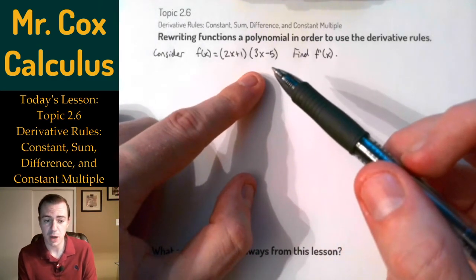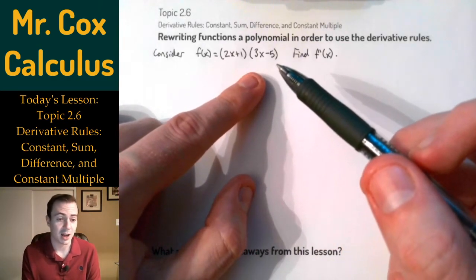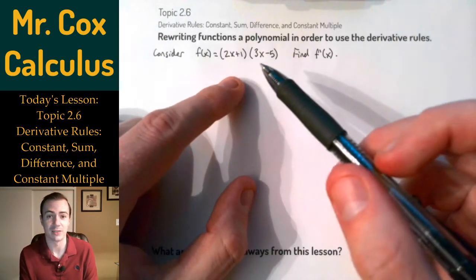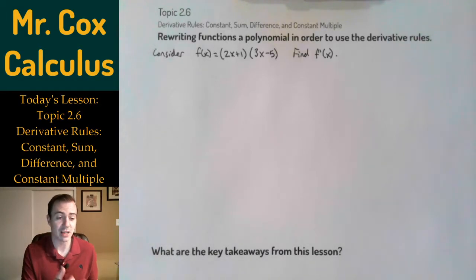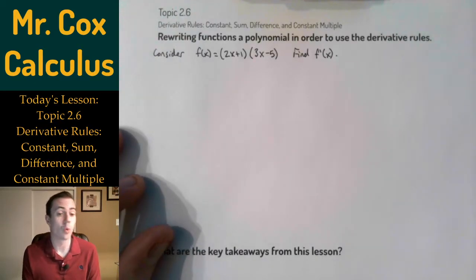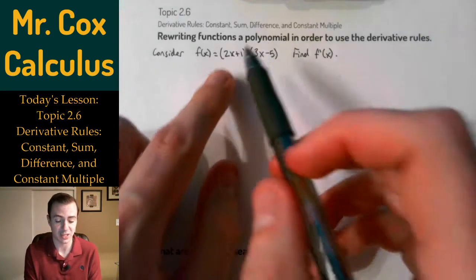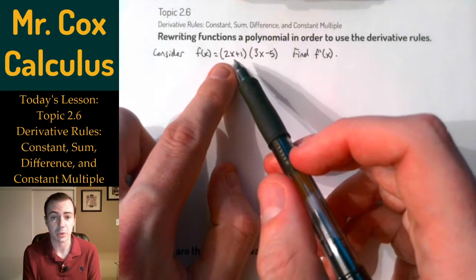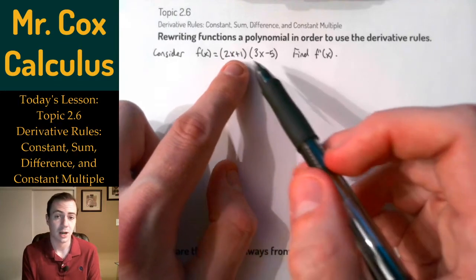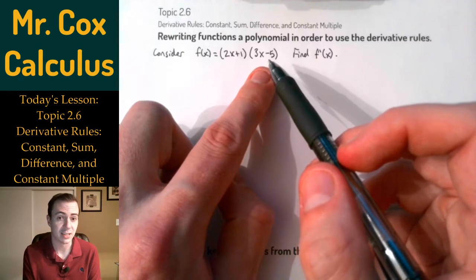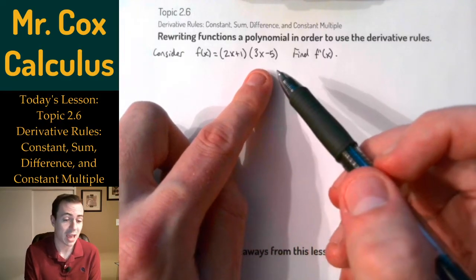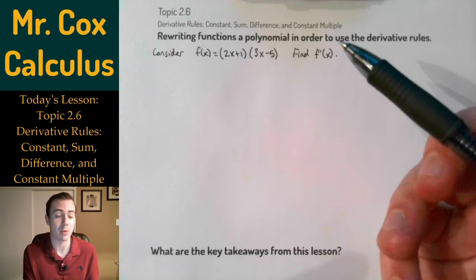And some of you also might be thinking back to limits, where limits worked very nicely with products. If I wanted to take the limit of a product, I could just take the limit of each individual factor and then multiply together the limits. And we said that the limit of a product was the product of the limits. Derivatives don't work out that way. In other words, what I can't do is say the derivative of 2x plus 1 is 2 and multiply it times the derivative of 3x minus 5, which is 3, and say that f prime of x is 6. You cannot just simply do that with products.